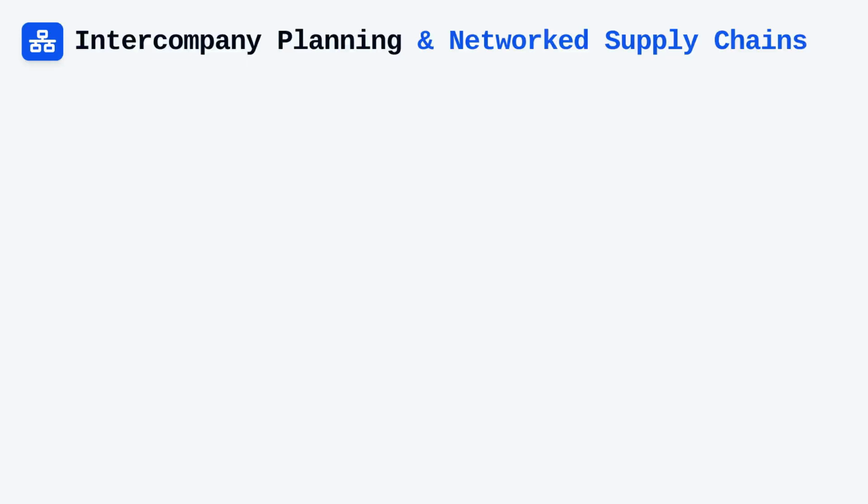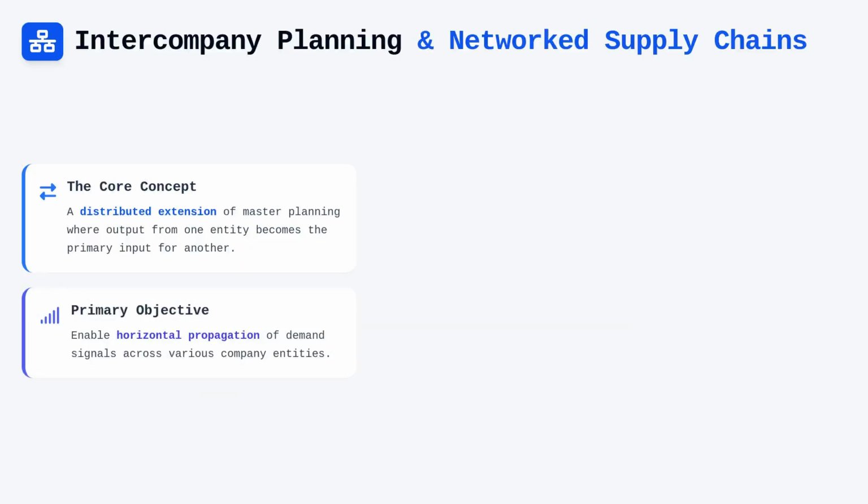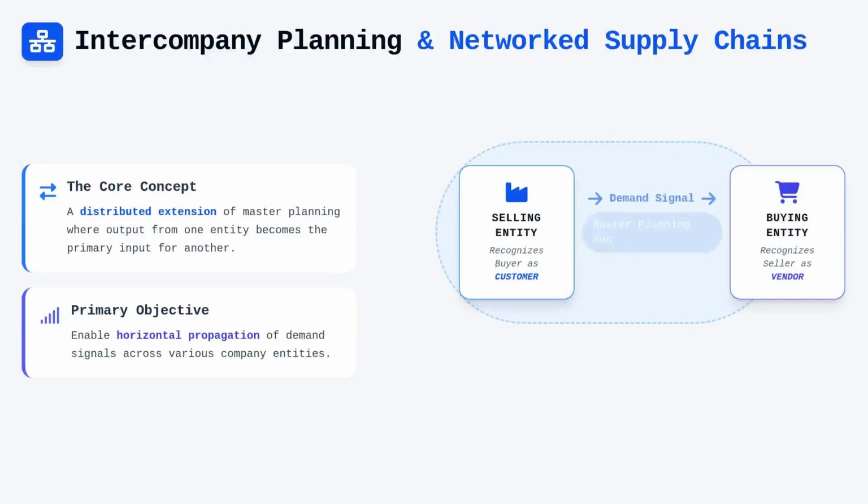When we talk about setting up these relationships, we are moving from a contained manufacturing scenario into a networked supply chain. The fundamental objective is to enable the system to propagate demand signals horizontally across your various company entities. To achieve this, you must first define the intercompany trade relationships between the buying and selling entities.